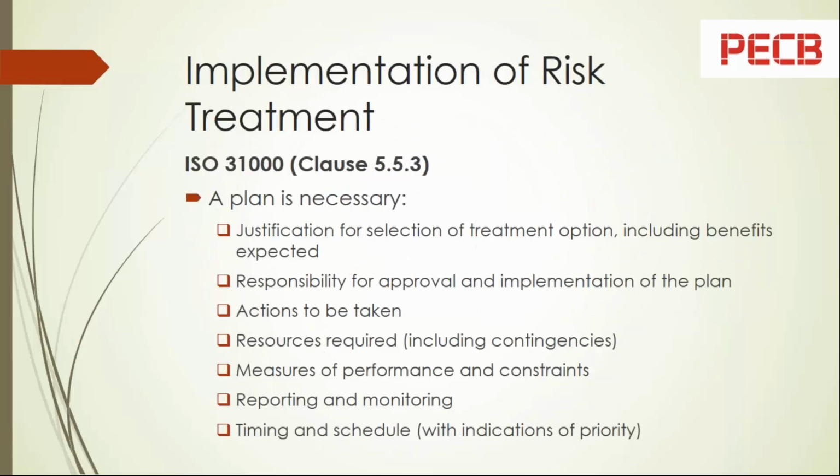To effectively treat risk, and we're coming down towards the end, a plan must be in place. ISO 31000 clause 5.5.3 speaks to implementation of a risk treatment plan. The plan must ensure that there is justification for selection of the treatment option, and this should include the benefits to be derived, the expected benefits. That's what you're going to use to justify the particular plan. And then responsibility for approval and implementation of the plan.